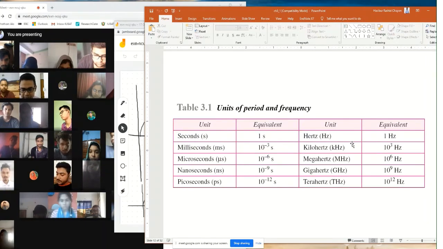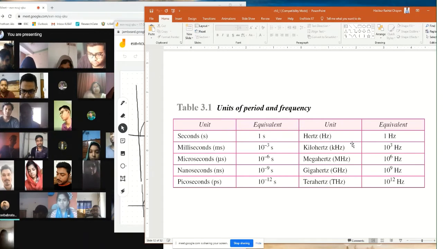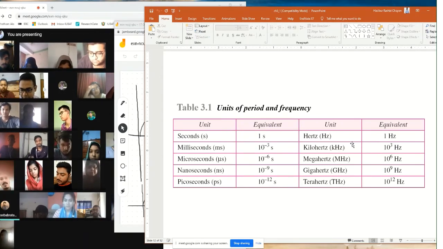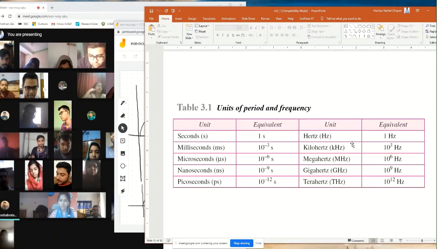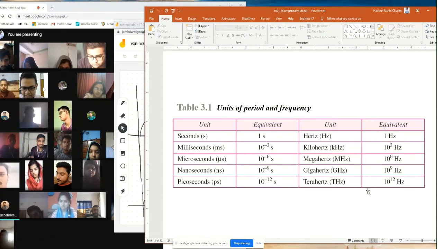Can you remember this table? Milli means -3, micro means -6, nano means -9, and pico means -12, whereas kilo means +3, mega means +6, giga is 9, and tera is 12. You have to memorize this table. Otherwise, it is impossible to do the math you are going to do now.